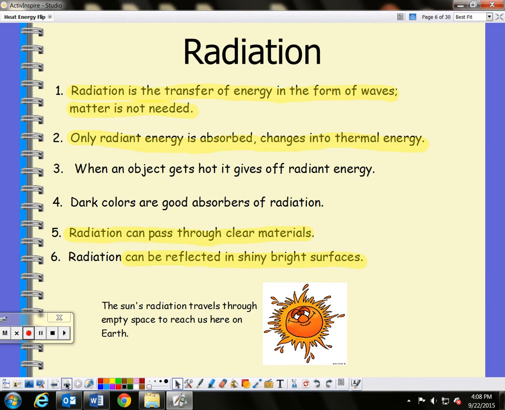Radiation is a transfer of energy in the form of waves. Matter is not needed. So this is why radiation happens through space. Only radiant energy is absorbed and it changes into thermal energy. So if you think of the sun shining down on, let's say, your arm, and then if you feel your arm, it's actually hot. That's the radiant energy converting into thermal energy on your arm. Radiation can pass right through clear materials such as window glass, and it is reflected by shiny bright surfaces.